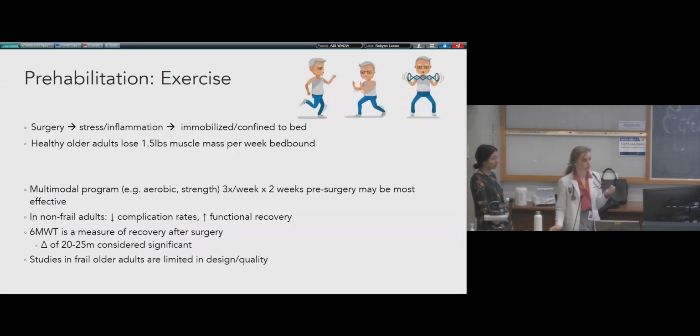So the most evidence has been on multimodal programs where they do strength training and aerobic exercise about 3 times a week and at least 2 weeks pre-surgery. And this has been the most effective. However, these studies have all been largely in non-frail older adults. It has been shown to decrease complication rates and increase functional recovery.